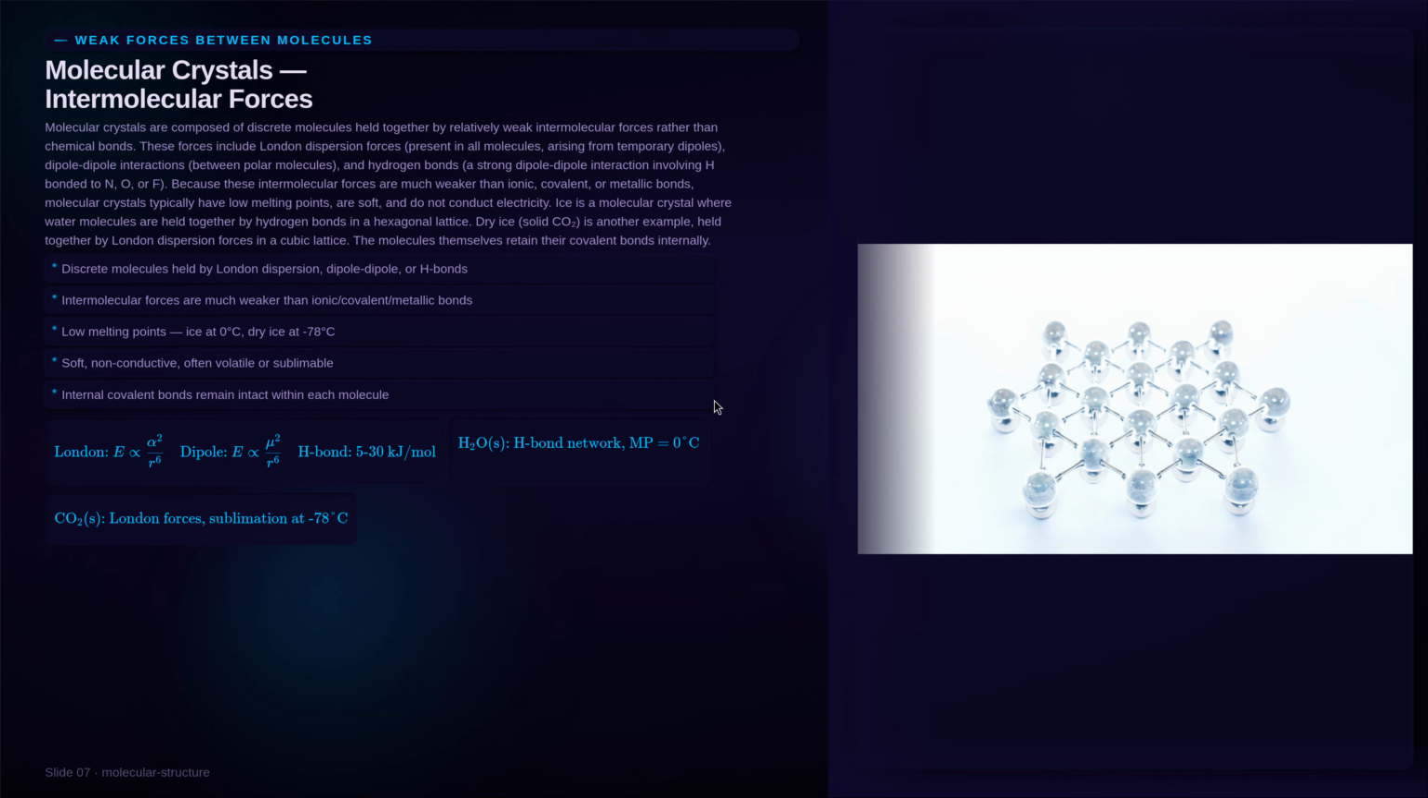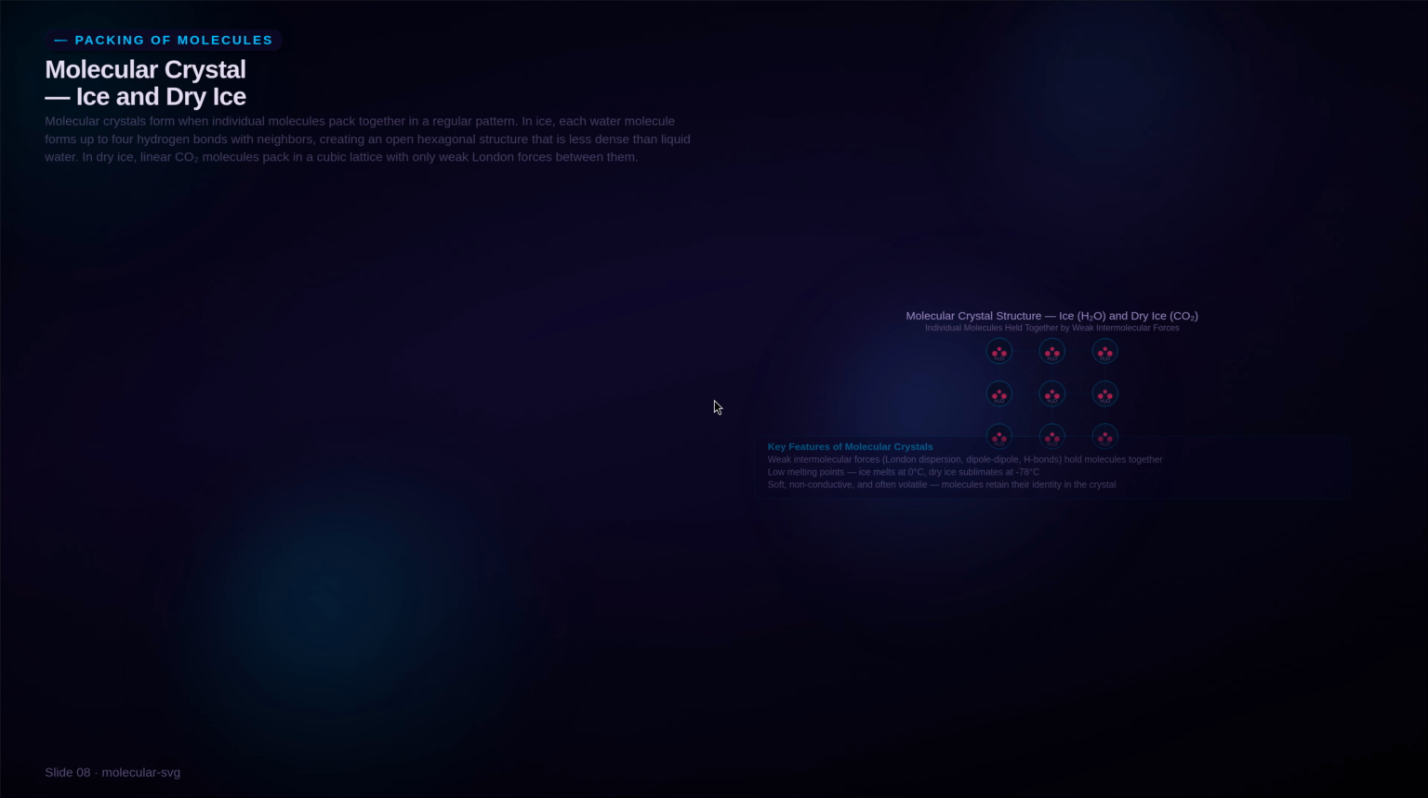Because these forces are much weaker than ionic, covalent, or metallic bonds, molecular crystals typically have low melting points, are soft, and do not conduct electricity. Ice is a classic example, where water molecules are held by hydrogen bonds. In this representation of a molecular crystal, each cluster represents a discrete water molecule.